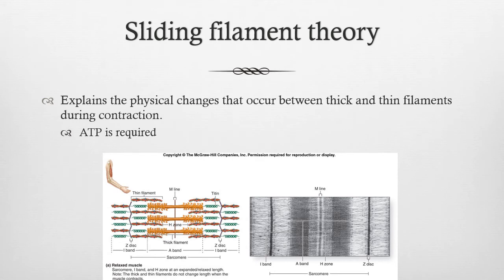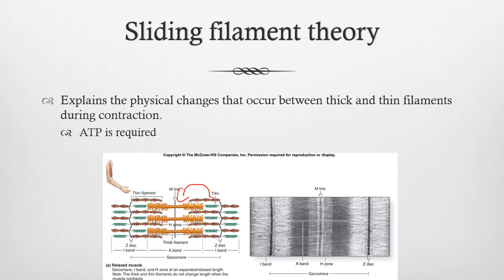We say that the A band doesn't change in size because of the sliding filament theory. When a muscle contracts, this helps to essentially define what is going on inside the muscle in order to get that contraction to occur. Essentially the thin filaments are going to slide past the thick filaments. They're not going to change size, they're not going to change shape at all. They're just simply going to slide back and forth.